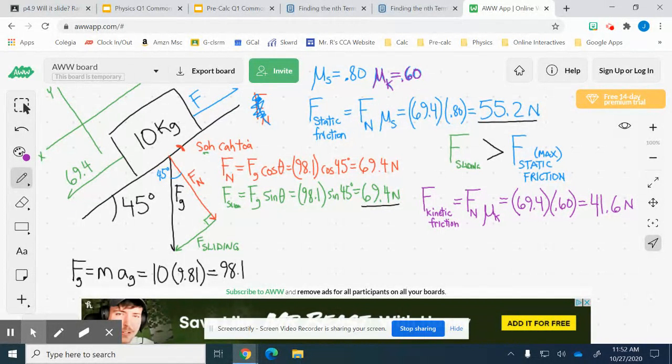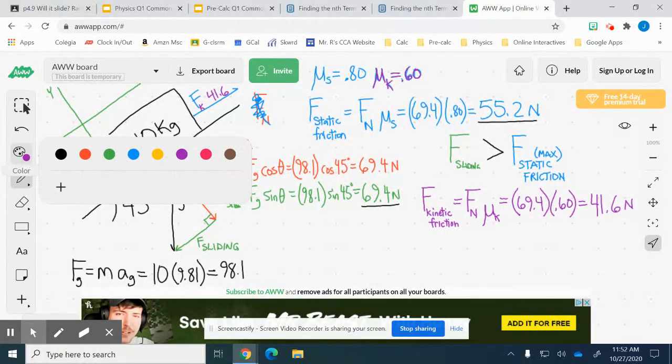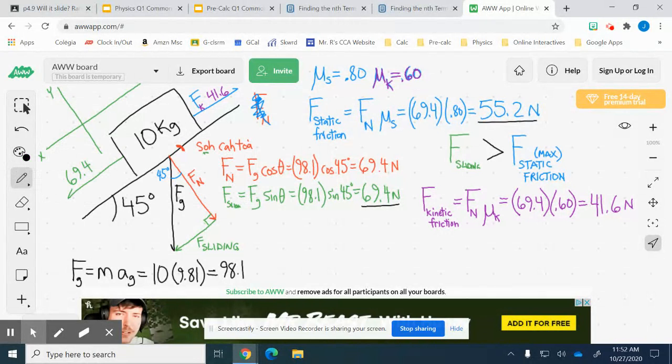So we're not quite there yet. We know it's sliding. We figured that out. We figured out the force of kinetic friction. So that's going to be kinetic friction, and I'm using the purple. So that's going to be 41.6 newtons. Trying to keep it from sliding. So we have to figure out the net force. And I think at this point, we're going to switch to black because we're just about done.